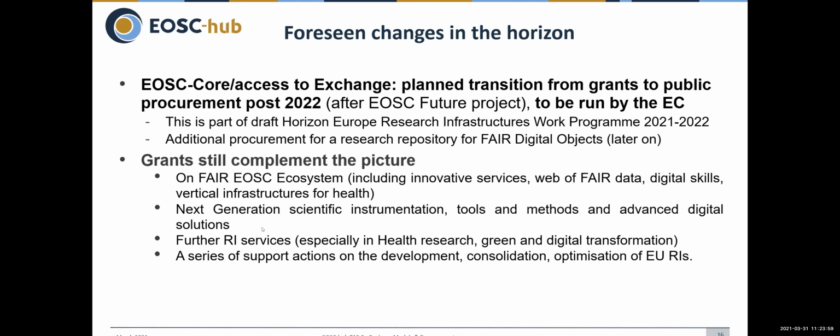And of course, a lot of grants complement the picture in different areas or destinations. The FAIR EOSC ecosystem with innovative services, web of FAIR data, and so on. Next generation tools, methods, and solutions. A lot of calls, of course, around research infrastructures, ESFRIs, and so on, in different domains: health, green and digital transformation, and so on. And of course, a lot of support actions as well.